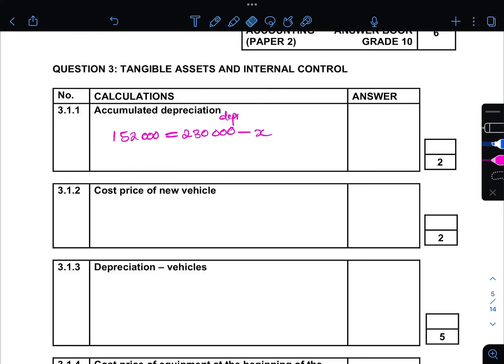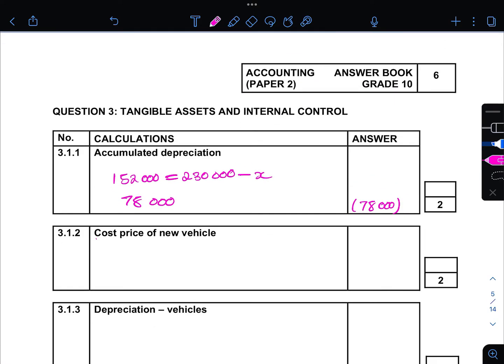Let's take our calculation to the answer book. On your calculator, it's simply 152,000 minus 230,000. You're going to get a negative answer, but your x will also be negative, so it's 78,000. Then 3.1.2, we're supposed to calculate the cost price of the new vehicle.